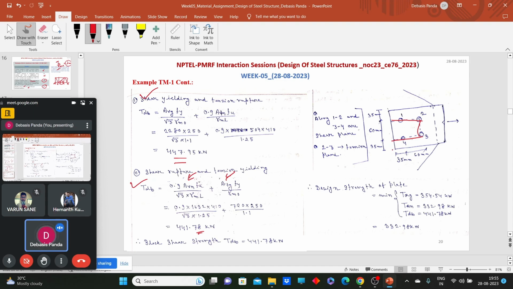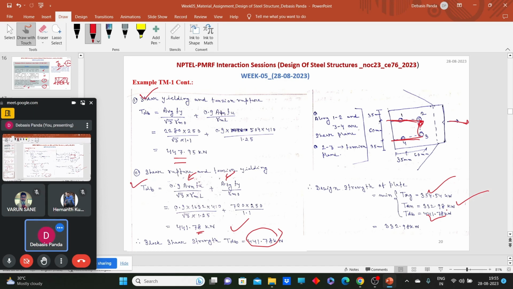Obviously, this phenomenon occurs more in this kind of connection. Like when you pull these things, this portion will get ruptured first, and this portion will get yielded. So here the design strength due to block shear failure will be this. So first we have calculated the design strength due to yielding 354, design strength due to rupture of critical section 32.98, and the design strength due to block shear failure that comes out as 441.78.